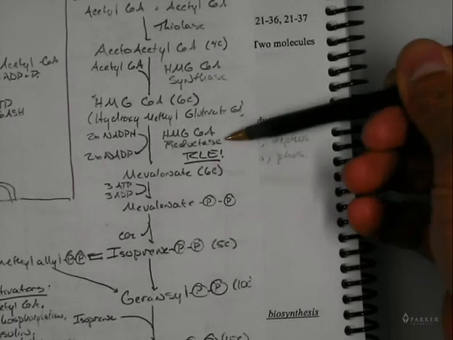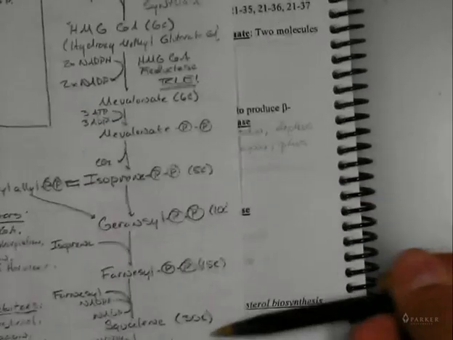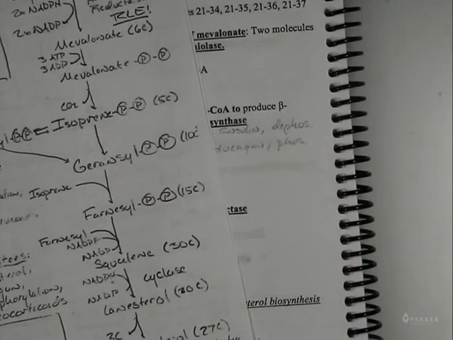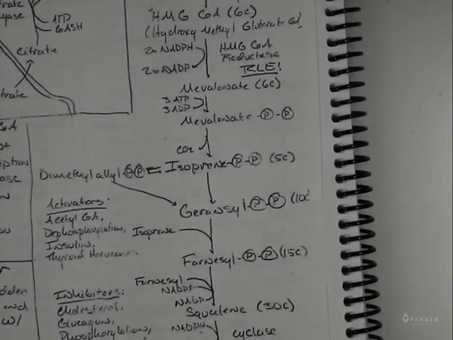HMG-CoA to mevalonate is the second one. And then way down here, you just got to remember that squalene and lanosterol have cyclase in between them. It's a biosynthetic reductive process. There's not a lot of talk about how many NADPHs go in because there's a ton of NADPHs, because you need two NADPHs to make every isoprene.